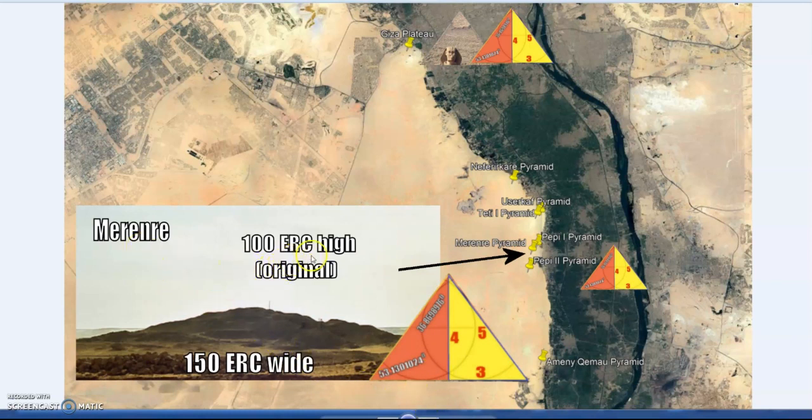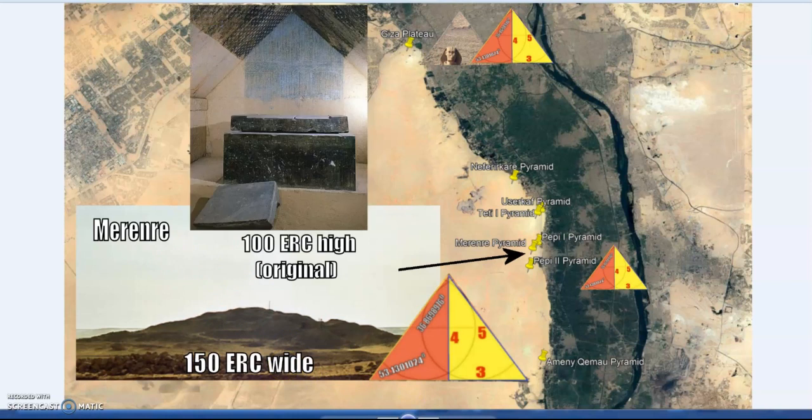Merenre, 100 Egyptian royal cubits high and 150 Egyptian royal cubits wide, and it also contains pyramid text, very important, because the earliest pyramids, such as the Giza pyramids, no writing. The Sphinx, no writing. Khafre Valley Temple, no writing. An important theme explored more in the future.